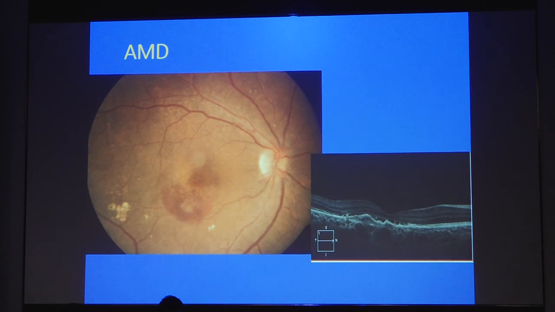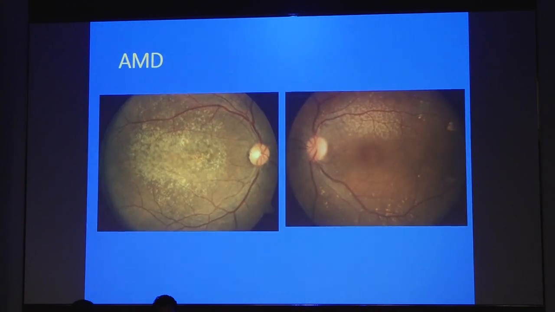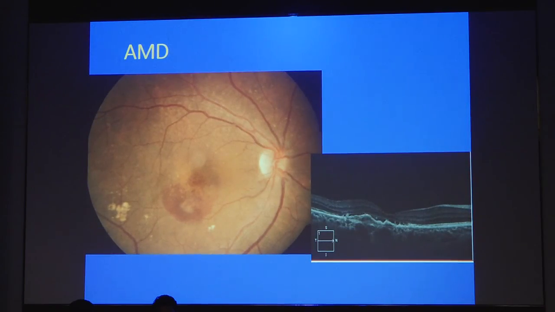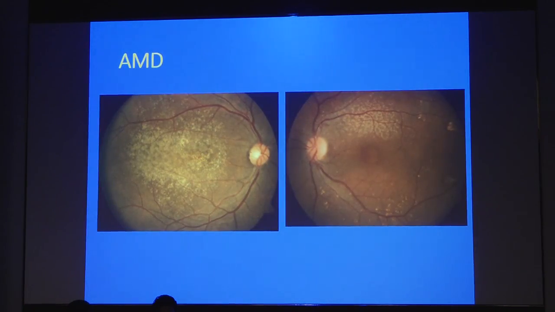Another most important condition in old age is AMD. It can be wet AMD or dry AMD. So OCT becomes important preoperatively to see whether any AMD features are there or not. This is the condition of a dry AMD, geographic atrophy, and the vision loss may be because of that. So you have to look at how the patient is seeing also.